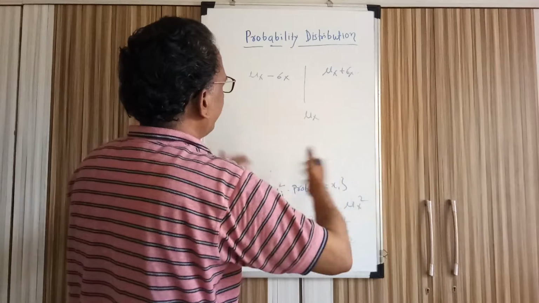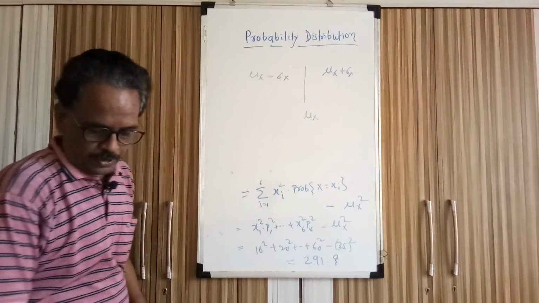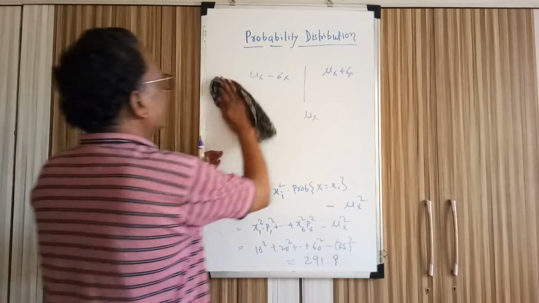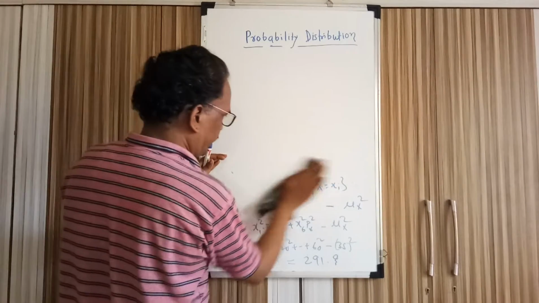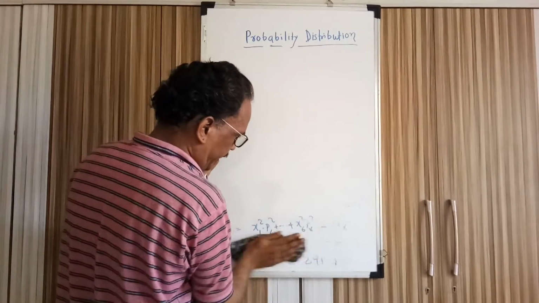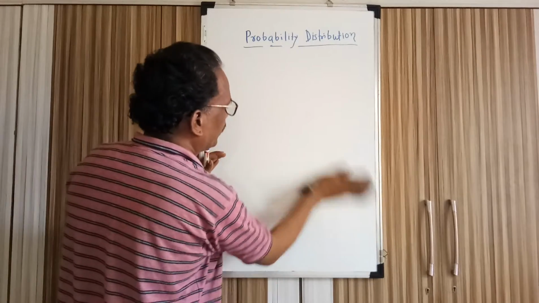So it is varying in that fashion. So this was about the variance. Variance is, let us say, 291. You may check it, and if there is a correction, let me know.